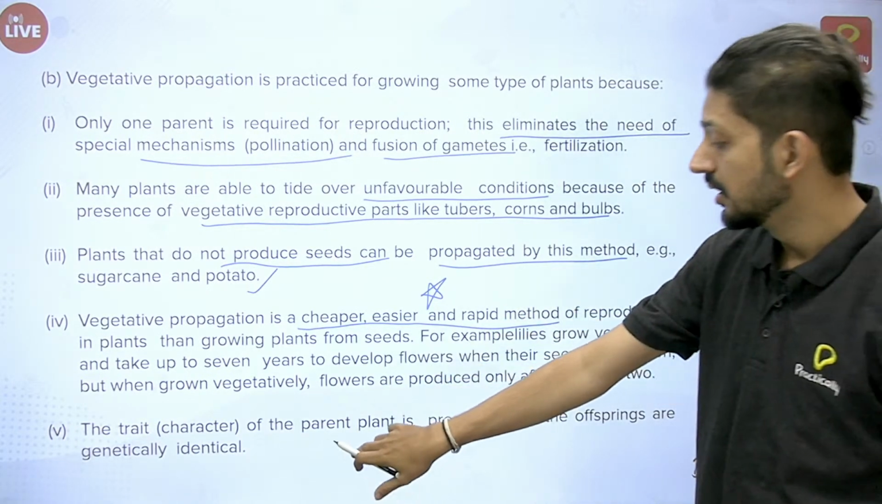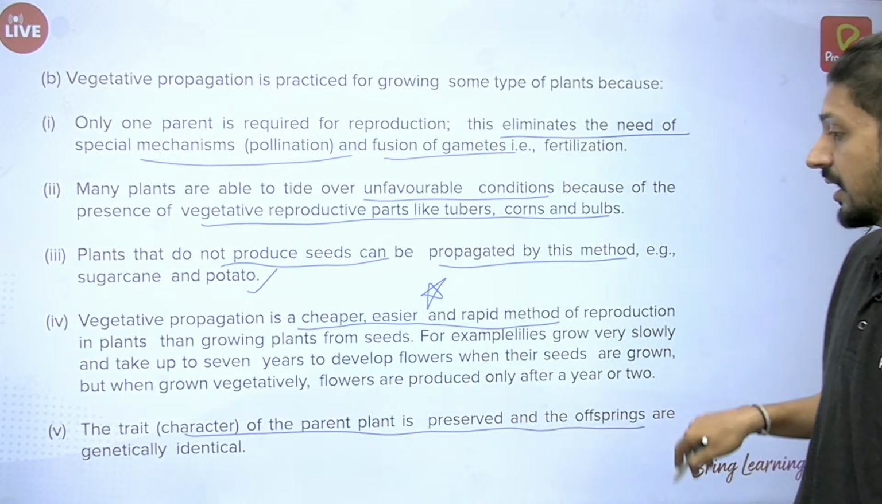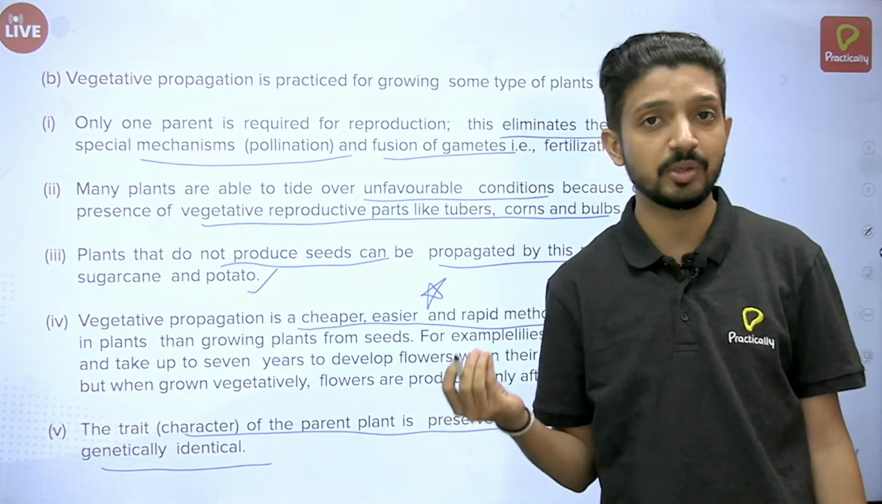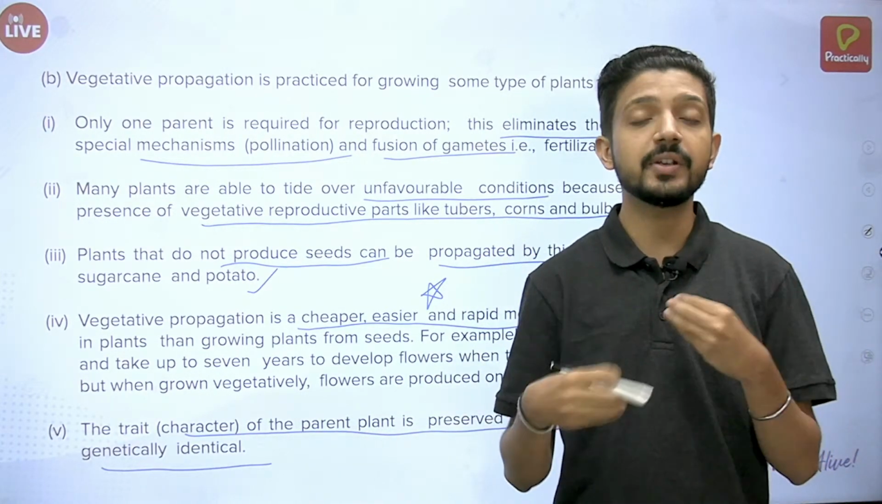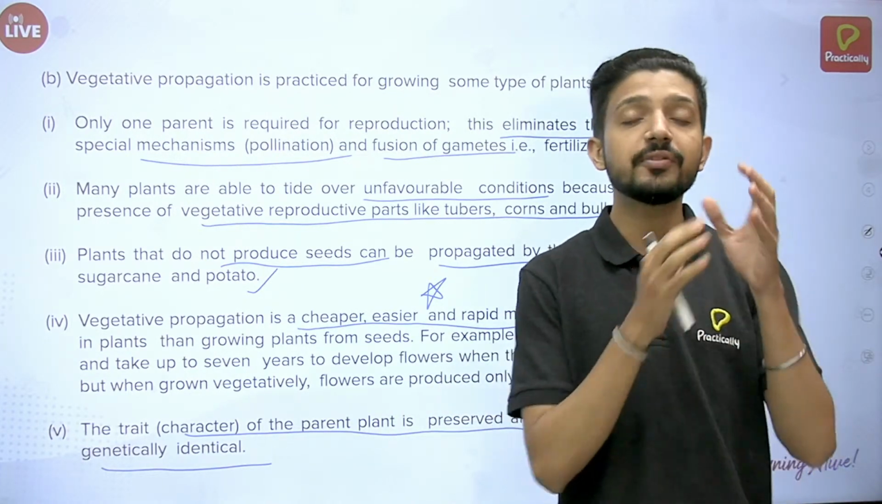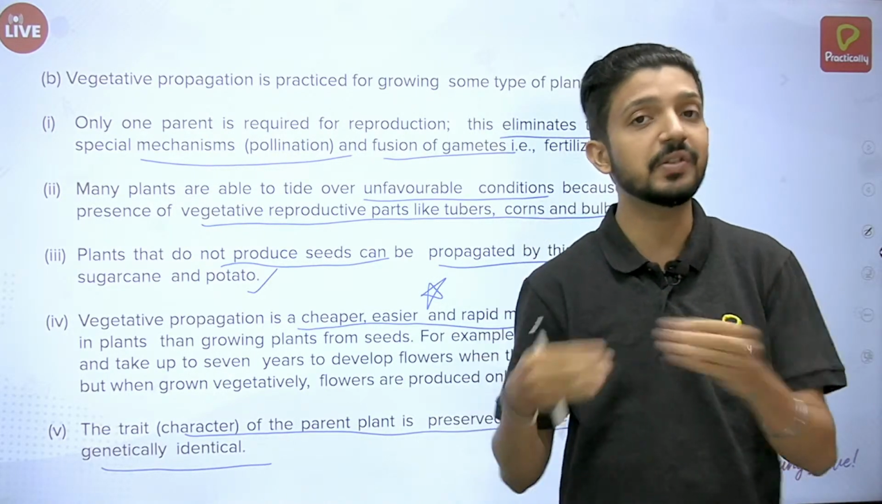And last point, the trait character of the parent plant is preserved and the offspring are genetically identical. It's because it's a type of asexual reproduction. We know the speciality of asexual reproduction is the progeny is an exact same copy of the parent. So if we want the exact same trait of that of parents, vegetative propagation will help us in that.